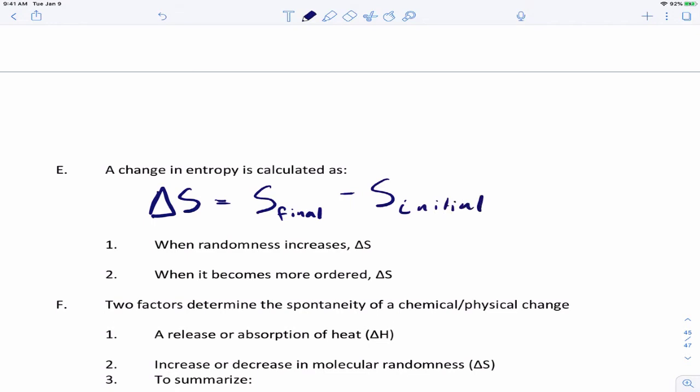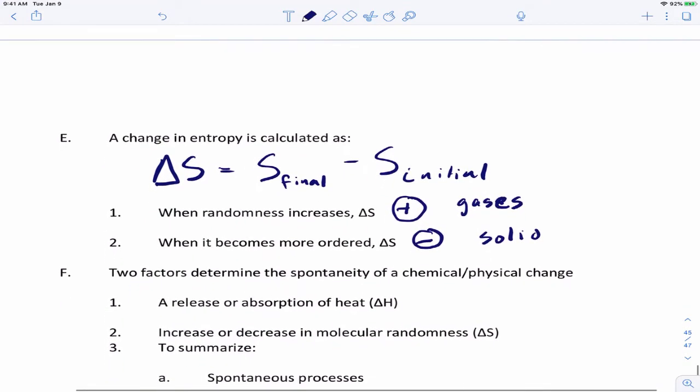Okay. And then when randomness increases, so as the sample becomes more and more random, the entropy is a positive value. And when it becomes more ordered, like a crystal, it's negative. So solids tend to have more order to them, so solids tend to have a negative value. Gases, because there is no rhyme or reason to how gases behave, I mean, the path of molecules and all that stuff, the molecular randomness for a gas is usually going to be positive.